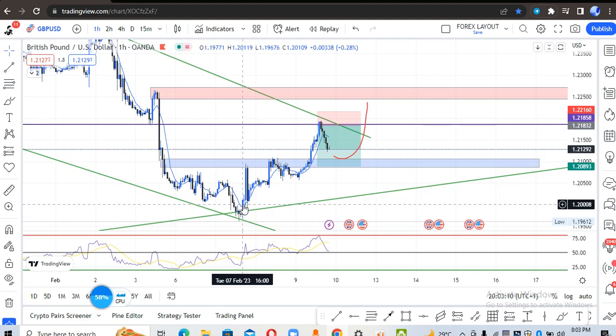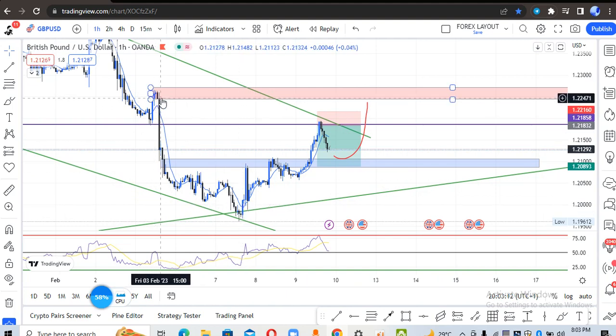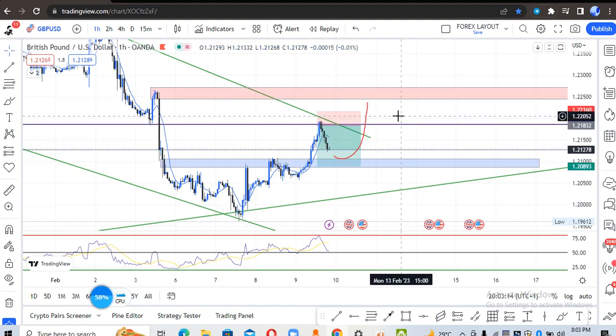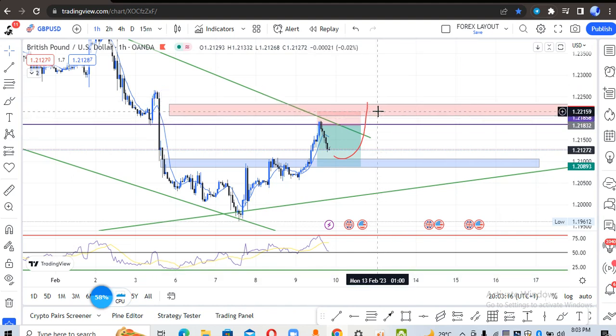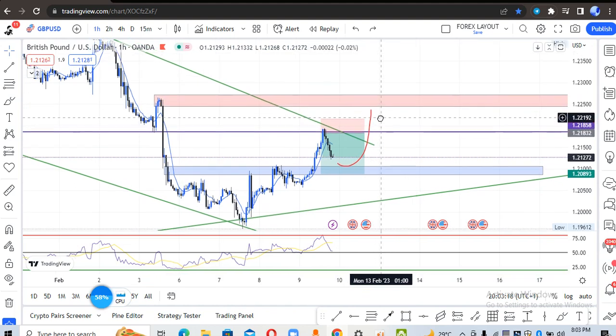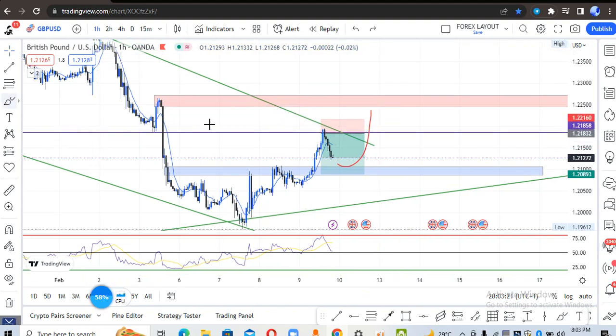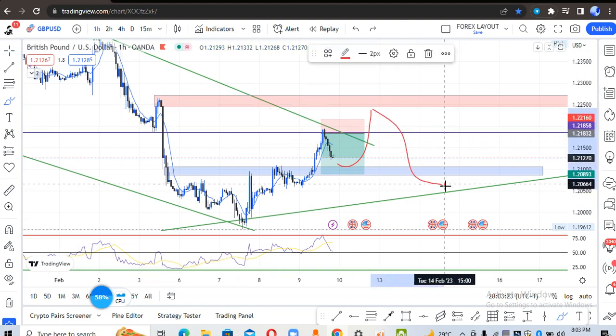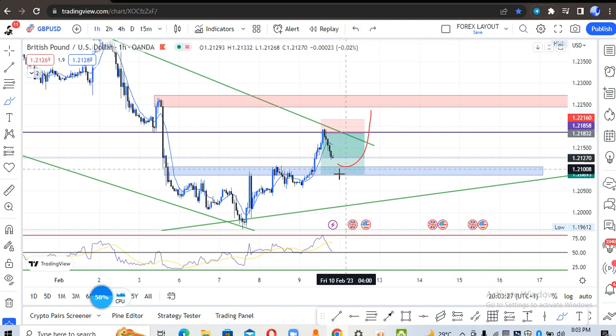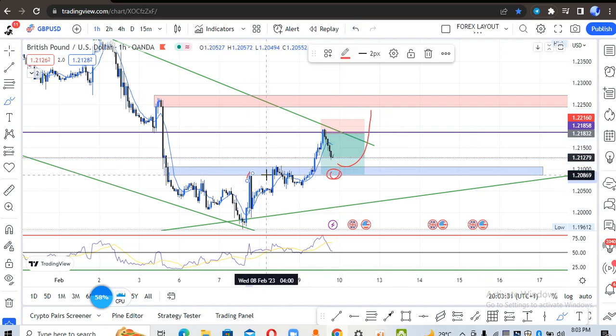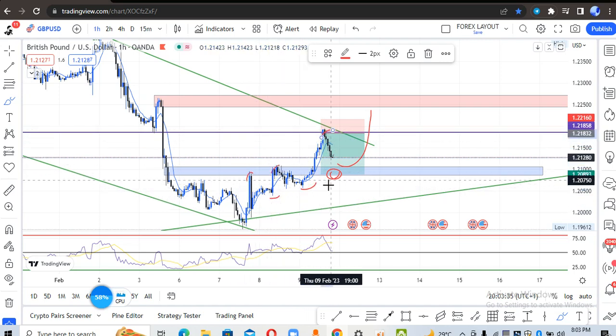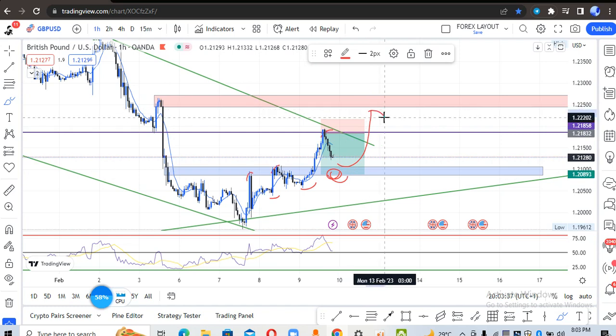Because what GBP USD is trying to do is to touch this area right here and see if we are going to go back and retest this trend line and maybe continue upwards. But in the meantime, what I'm expecting is a reaction around this area, because as you can see, we are creating highs and lows and highs and lows and highs, and possibly will create a low here, then another high right here. This is what I'm expecting, guys.